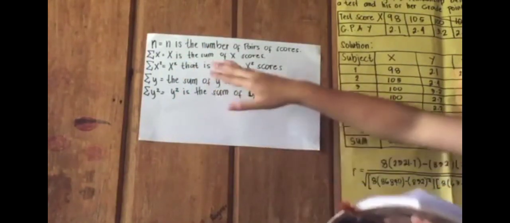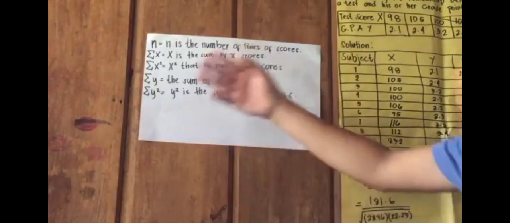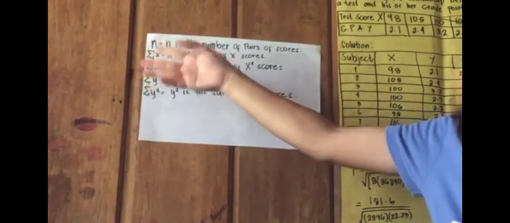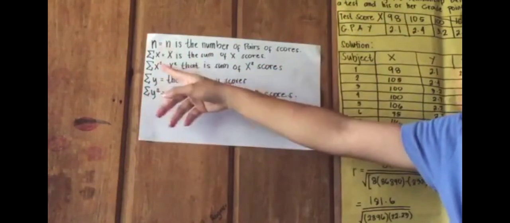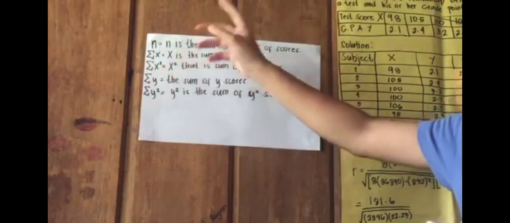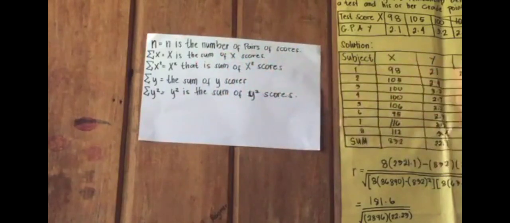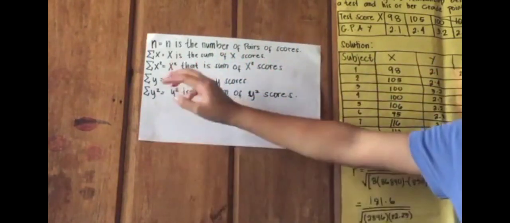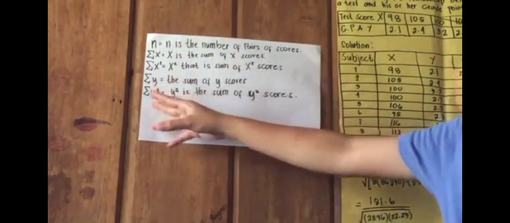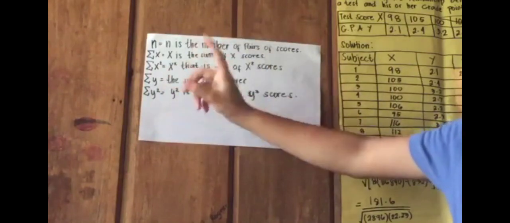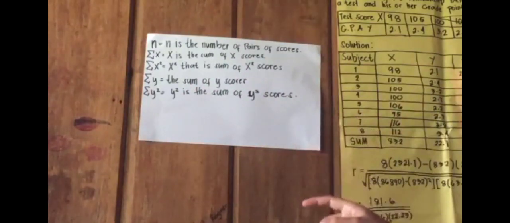N is the number of pairs of scores. Summation of X is the sum of X scores. Summation of X squared is the sum of X squared scores. Summation of Y is the sum of Y scores. And last, summation of Y squared is the sum of Y squared scores. So that's all.